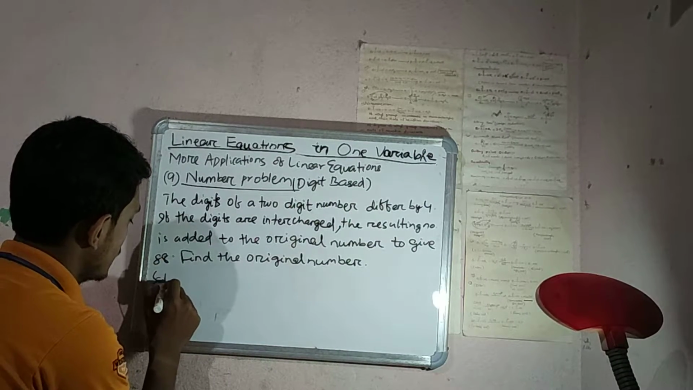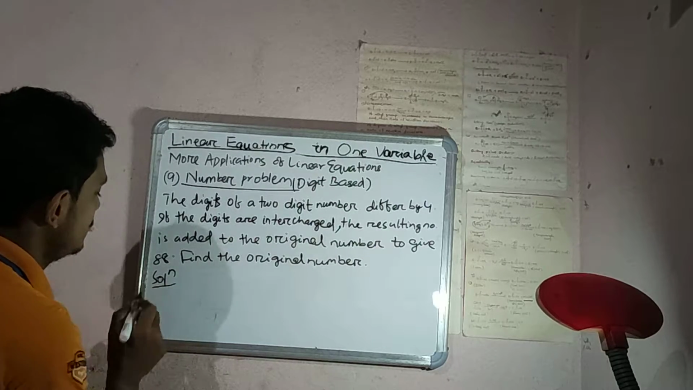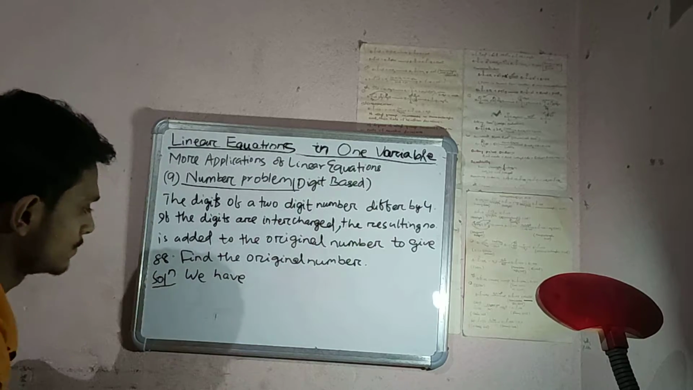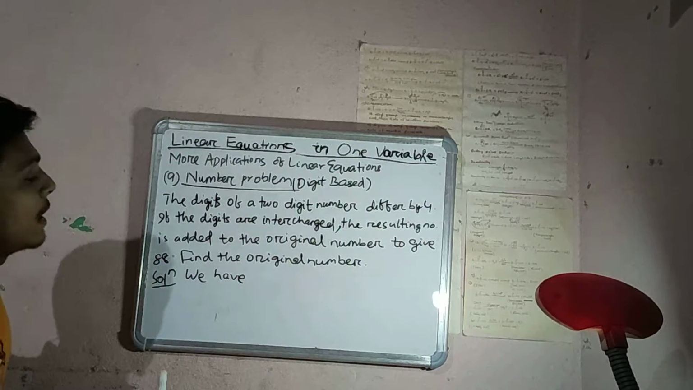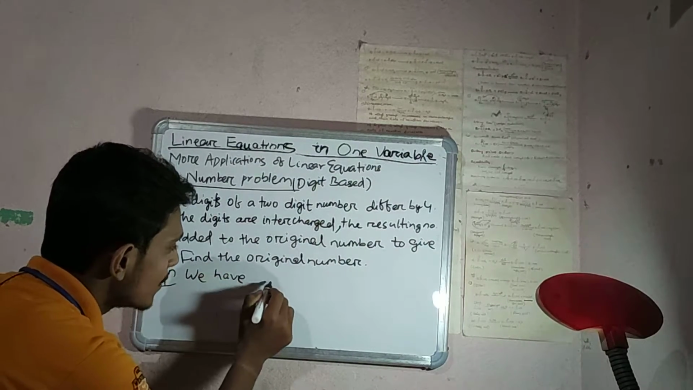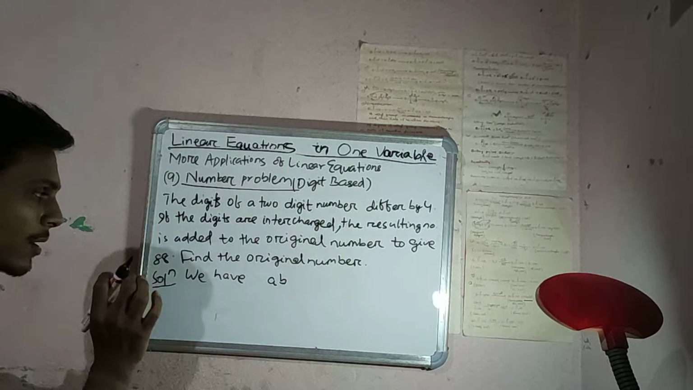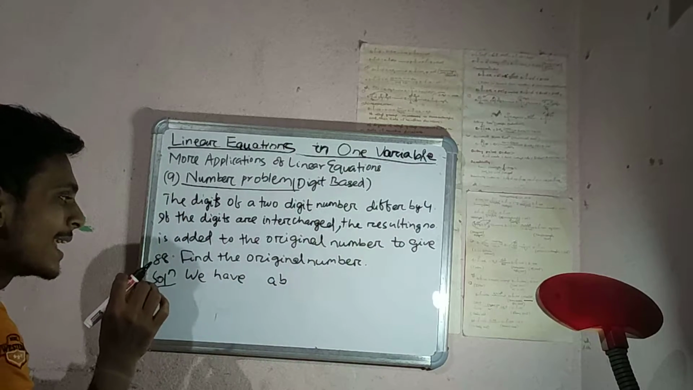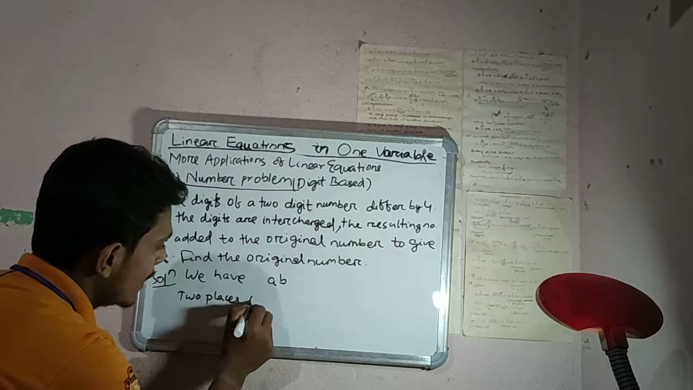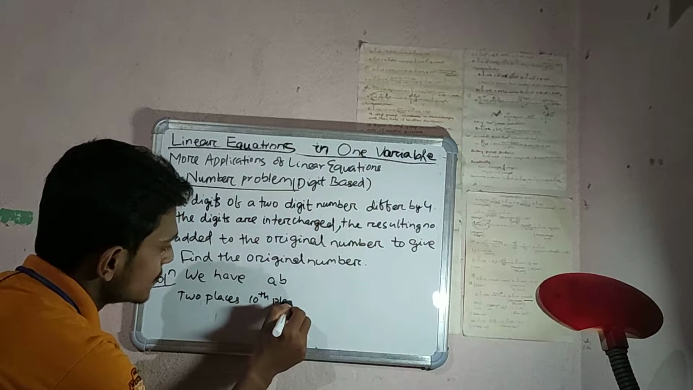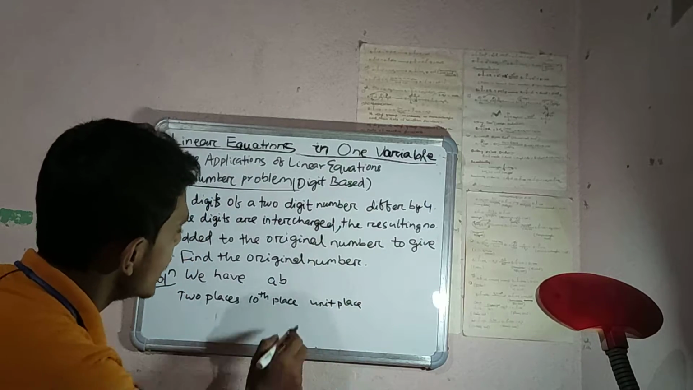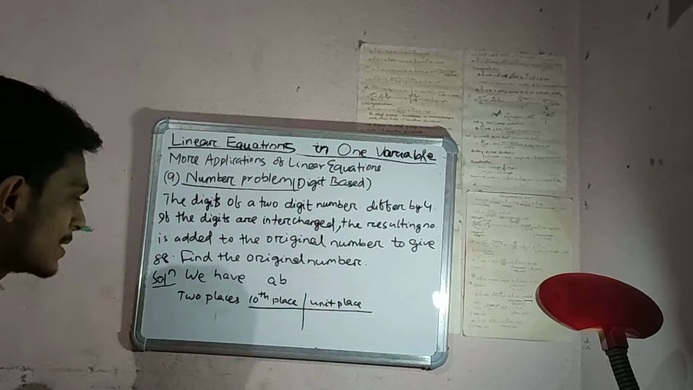How can we solve? We have the 2-digit number. What is the form of a 2-digit number? Let AB be a 2-digit number. A 2-digit number has two places. One is the 10th place and another is the unit place. On the right hand side is the unit place and on the left hand side is the 10th place.